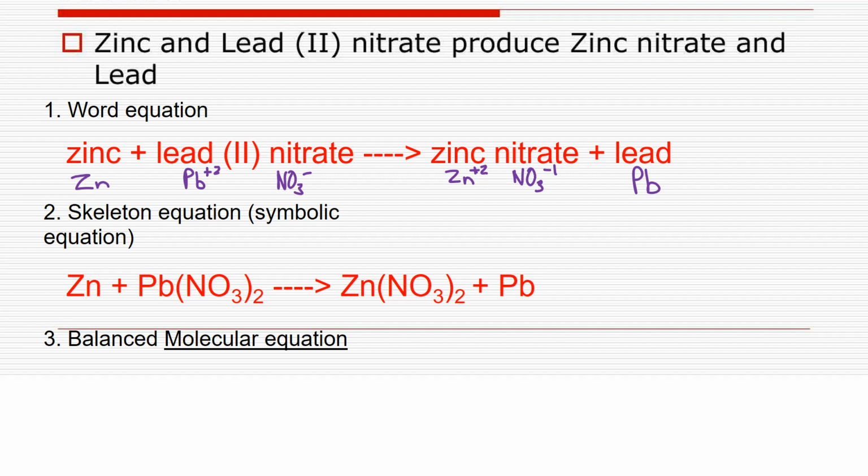All right. Now, the last step would be to balance this. What's nice is sometimes when we write our skeleton equation, sometimes it's already balanced. So if you look at this, do I need to do anything to any of these to balance them? I can go ahead and verify it. I have 1 zinc. I have 1 zinc. I have 1 lead. I have 1 lead. I have 2 nitrates. I have 2 nitrates. So in this case, my skeleton equation and my balanced equation are the same.